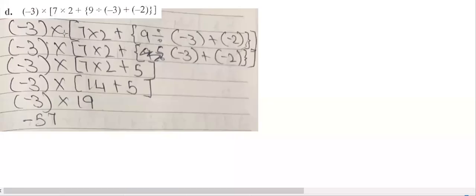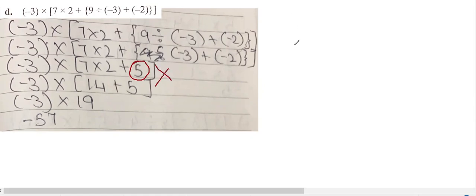So what we have done is minus 3 into 7 into 2 plus 9 divided by minus 3 plus minus 2. Okay. So here 9 divided by minus 3, this you need to solve, but you have not solved this. And then how did you get this 5? How did you get this 5? I have not understood. This is wrong actually.